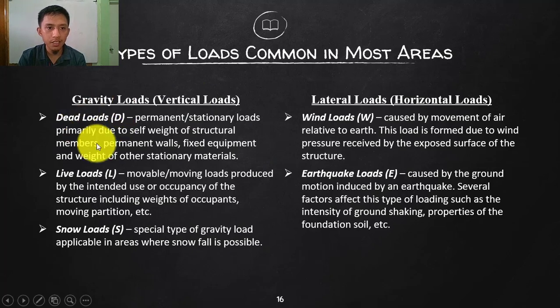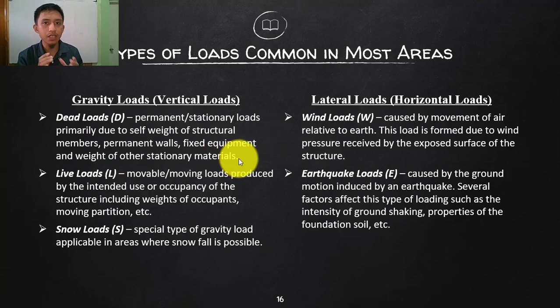Dead loads are permanent stationary loads primarily due to the self-weight of structural members, permanent walls, fixed equipment, and the weight of other stationary materials. For a building, the main dead load is the weight of the building itself. Whatever parts could be structural members, a wall, or a fixed part of the structure are all dead loads.